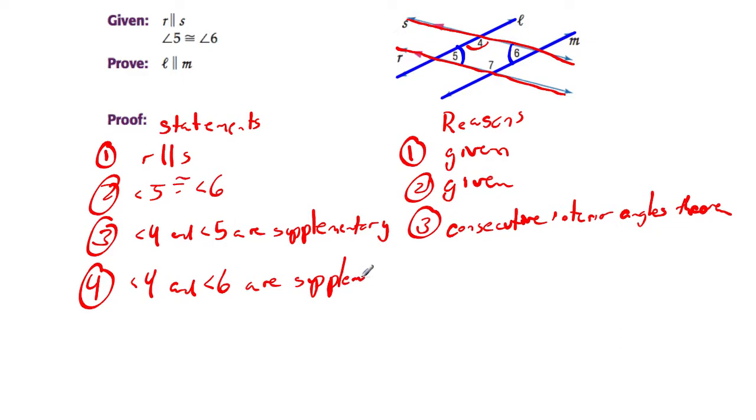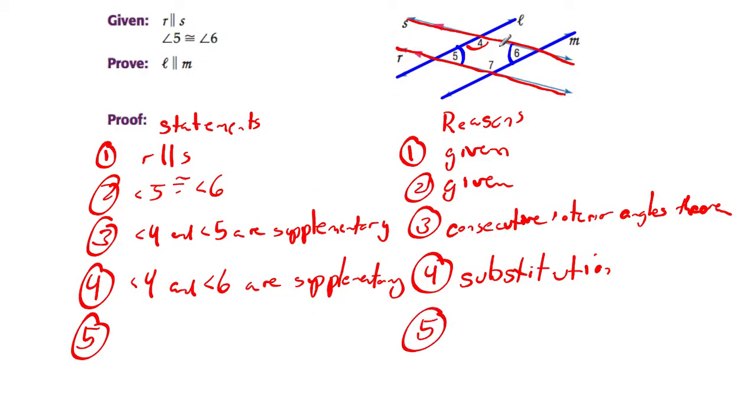Wait a minute, why can I say that? Well, I can say that because angle 5 is congruent to angle 6. So me saying that angle 4 and angle 5 are supplementary is actually the same thing as saying angle 4 and angle 6 are supplementary. This is through substitution. See how I just replaced the 5 with the 6? I wrote the exact same thing in my sloppy handwriting, and I just replaced the 5 with the 6 because I know that angle 5 is congruent to angle 6.